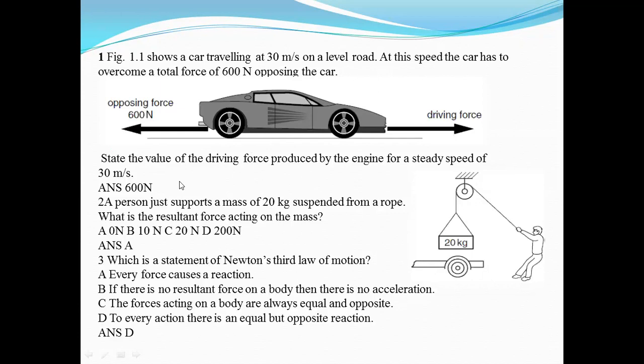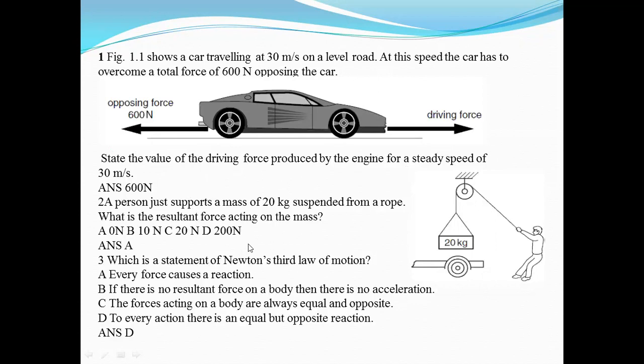Balanced forces mean the forward force will be equal to the backward force. The value of the backward force, that is the opposing force, is 600 Newton. That will be equivalent to the forward driving force in case of constant steady speed. Therefore, the value of the forward force will be 600 Newton. It will be equivalent to the backward force.